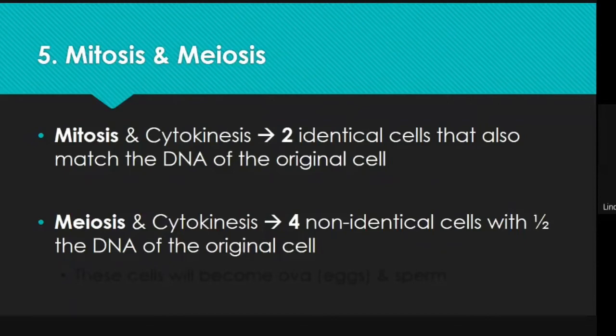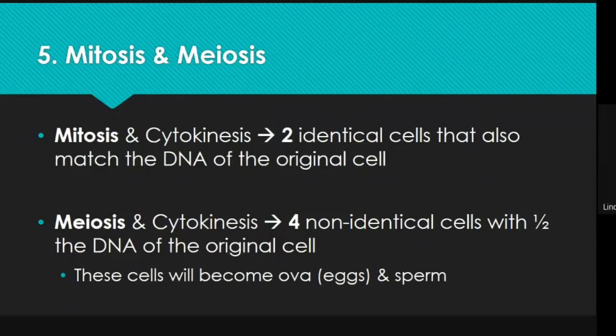Each one has half the DNA of the original cell, and none of them really look alike. So these are the cells that then go on to become ova, or eggs, and sperm. And so by getting a 1/2 cell and having it meet up with another 1/2 cell, that is fertilization. So that's all I got.